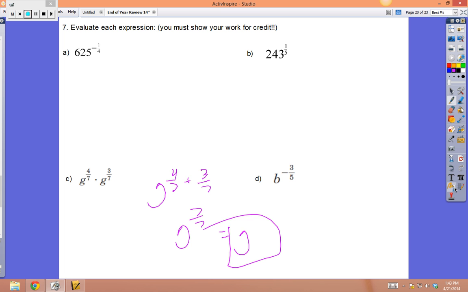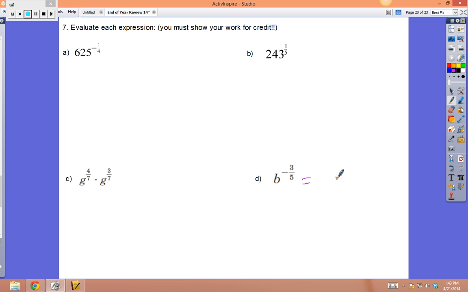If you got b to the negative 3/5, your negative exponent means you have to move it to the bottom of the fraction. So your first move is take it to the bottom: b to the 3/5. You cannot leave a power as a fraction underneath, so we have to change this exponent to a whole number.